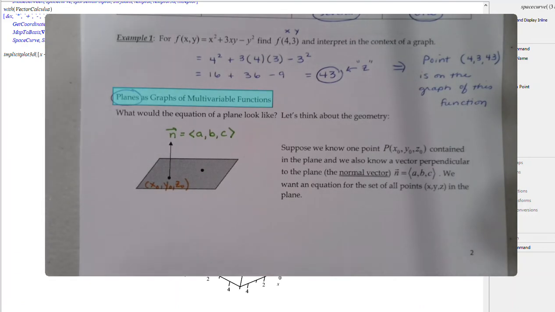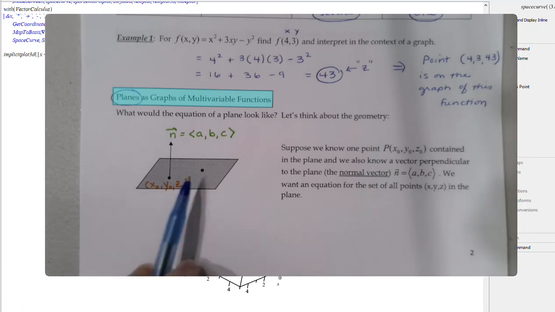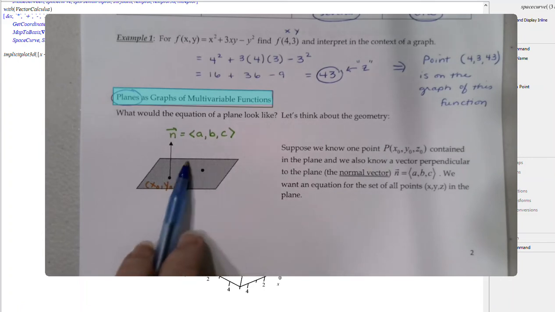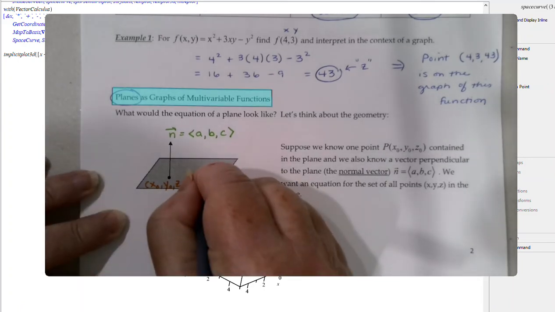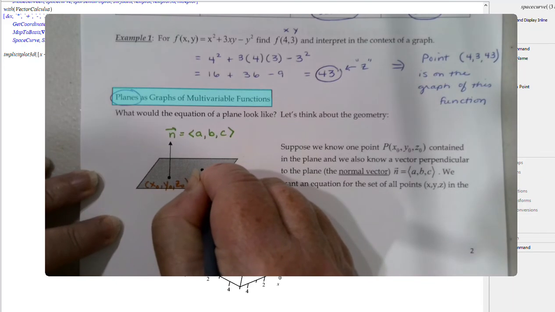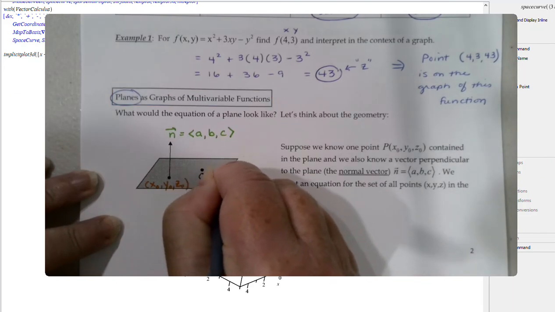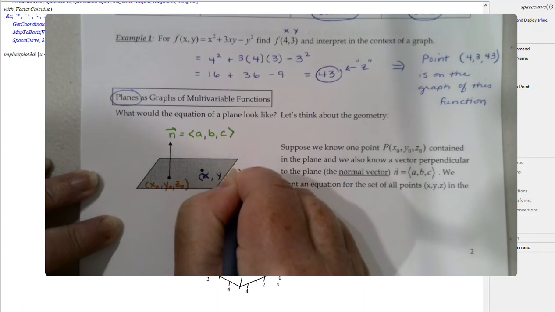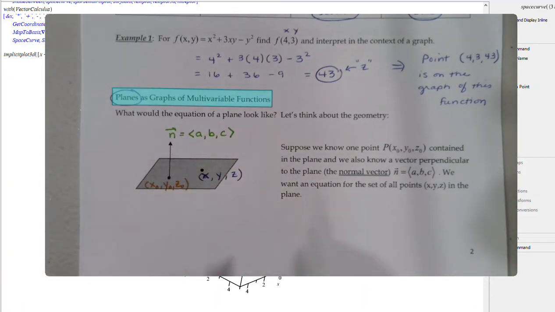My goal is going to be to figure out an equation for the set of all points, x, y, z, that are contained in the plane. So this point over here just represents a random point in the plane. You could have put it anywhere, it doesn't matter. This is just my general point, x, y, z. And my goal is to get an equation containing x, y, and z that defines the set of all the points x, y, z in the plane.